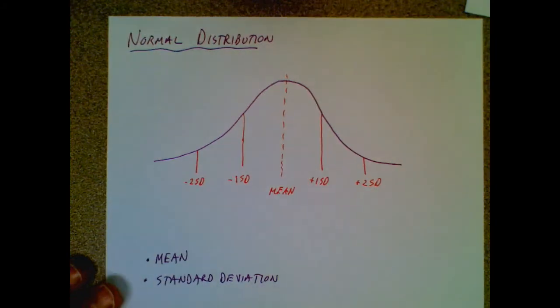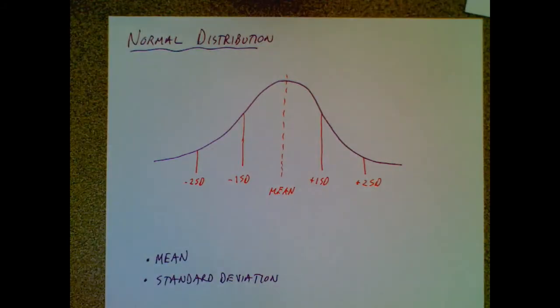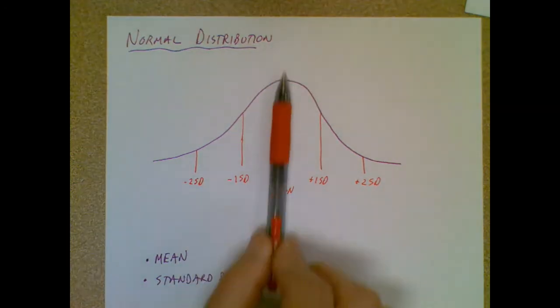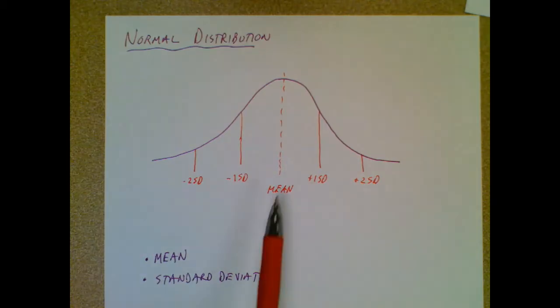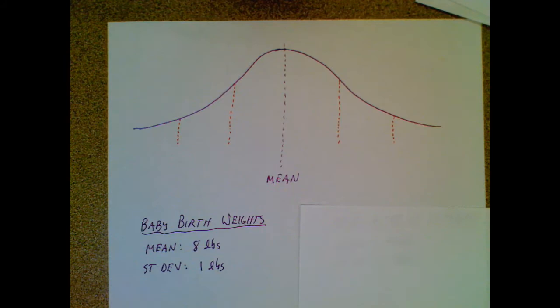Now I know that might be confusing for you right now, the standard deviation thing, and it's going to make more sense when we do more examples. But just know right now that the mean is in the dead center of your normal distribution, and standard deviation is how spread out you are from the mean. So here's an example that might make it a little bit more clear.